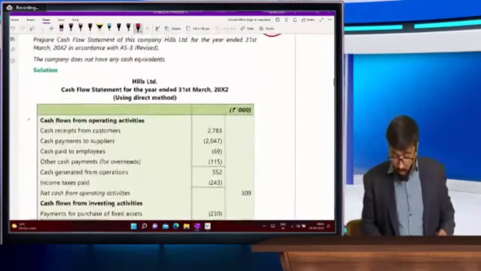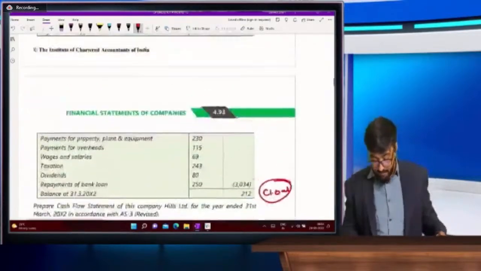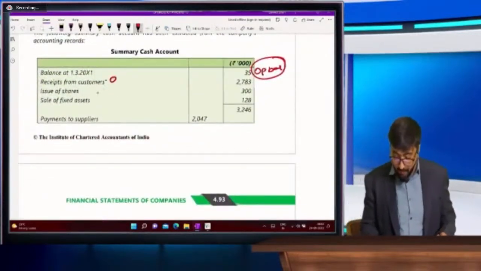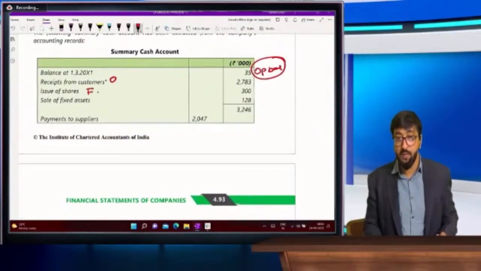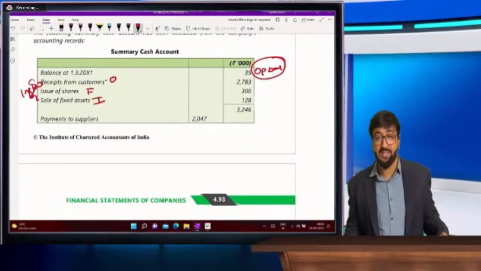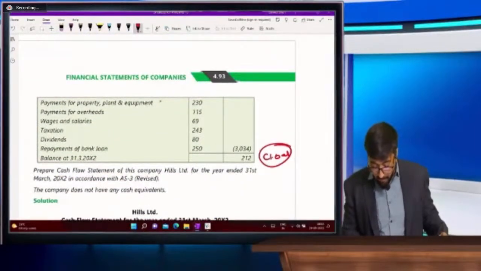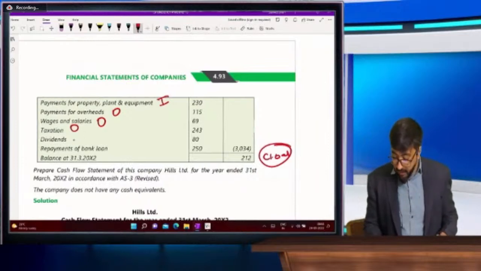Yes, A is for operating activity, B is for investing activity, C is for financing activity. Receipt from customer, operating. Issue of shares, you will write inflow in financing. So all these are inflows. And sale of investment in investing activity. Payment to supplier, you will write it in operating. Payment for property, plant and equipment, investing activity, outflow. Payment of overhead, operating activity, wages and salary, operating. Taxation, separate, operating. Dividend, financing, and repayment of loan is financing.